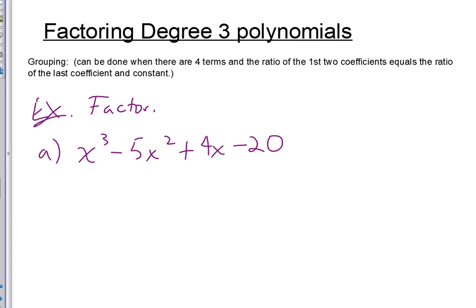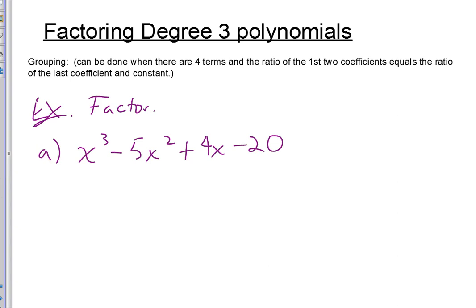First of all, it's got to be degree 3 because this is about degree 3 polynomials. And it can be done when there are 4 terms in the problem, 1, 2, 3, 4. And the ratio of the first 2 coefficients in the problem, so 1 to -5, equals the ratio of the last coefficient and constant. That would be 4 to -20, which reduces to 1 to -5, right? If you have a cubic function with 4 terms where the ratio of the first 2 coefficients equals the ratio of the last coefficient and constant, you can factor by grouping.